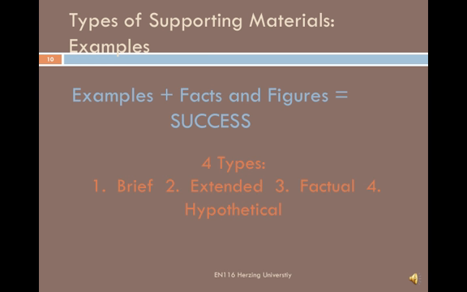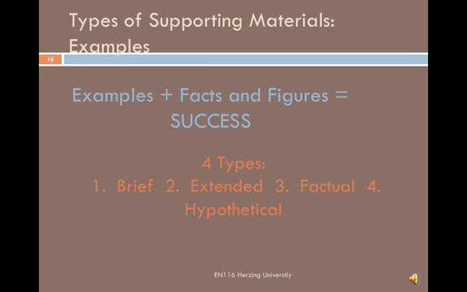As your textbook explains, there are 4 types of examples. A brief example may quickly mention a specific instance, but doesn't go into more detail. An extended example tells the entire story for the audience. This is a great tool to use in the persuasive speech when you're trying to appeal to the emotions of your audience. A factual example is a case study from the real life of a person, and a hypothetical example is not a real example, but an imagined one that is taken to be representative.